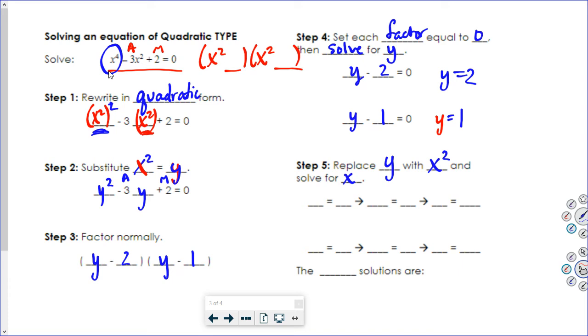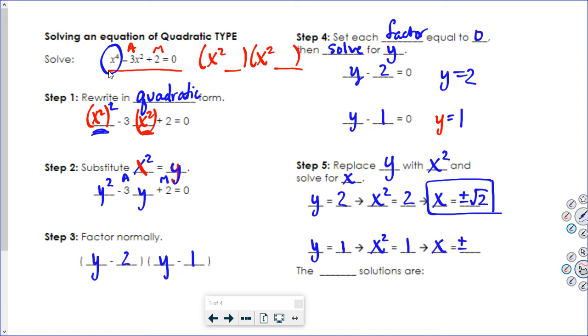So again, bear with me here on this long substitution. Basically what we're saying is if y equals 2, then we know that x squared equals 2. And so when we solve that, we're going to take the square root of each side. So we get x equals positive and negative root 2. Same thing here. We had y equals 1, and if we substitute back in that x squared equals 1, we get x equals positive negative root 1, which is then just 1. So you actually have 4 solutions in this case. You have positive root 2, negative root 2, 1, and negative 1.